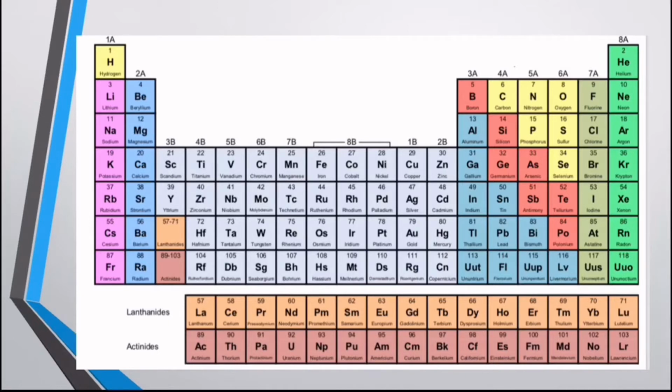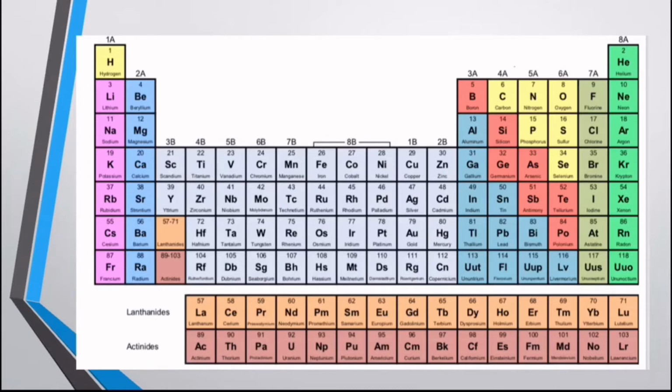Then again on the left hand side, Li, lithium. Above Li, 3 is written, so 3 is the atomic number of lithium. After lithium, Be, that is beryllium, atomic number is 4. Then on the right hand side, here is the chemical symbol capital B for boron, and above B, 5 is mentioned, which is the atomic number of boron. After B, C is mentioned, which is the chemical symbol of carbon, atomic number 6.